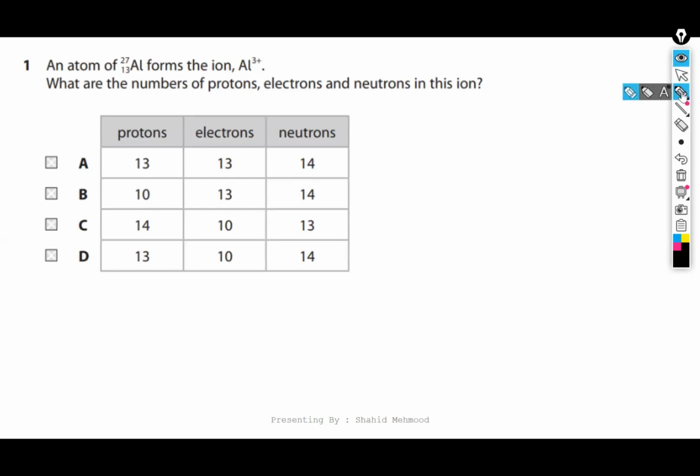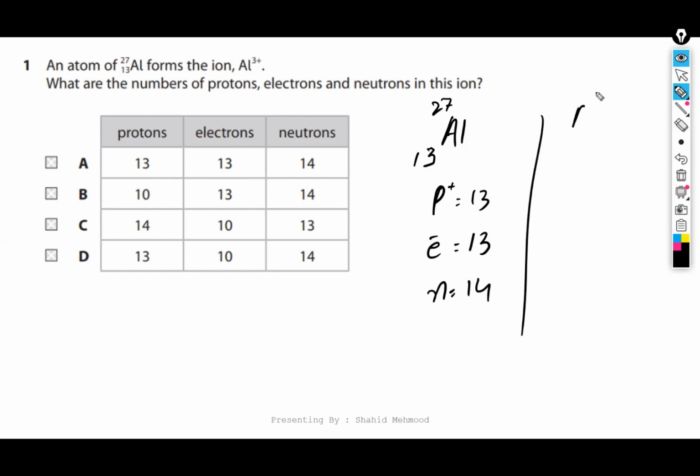So, while working out this question, we should know that for aluminium, the mass number and atomic number are given. We know from here that protons are 13, electrons are 13 because they are equal, while neutrons are 27 minus 13, so 14. It lost 3 electrons, so it has 13 protons and 10 electrons only. Option D.